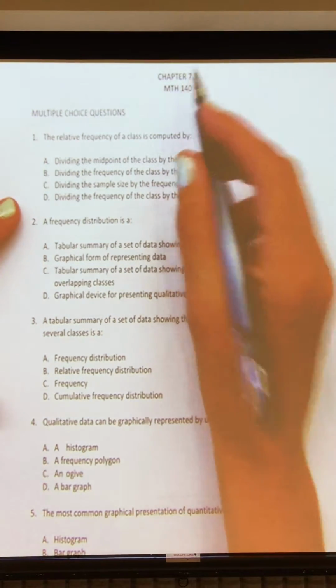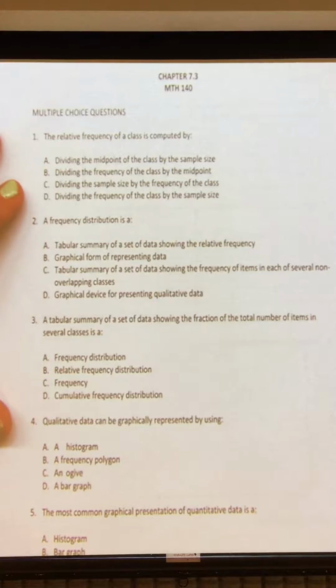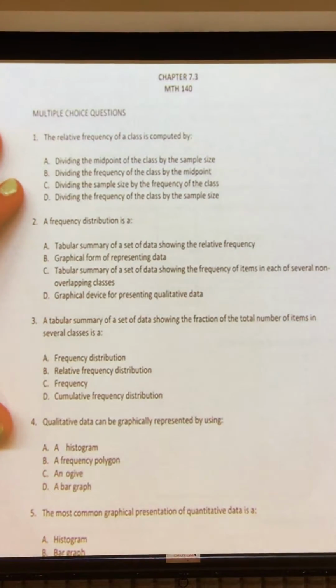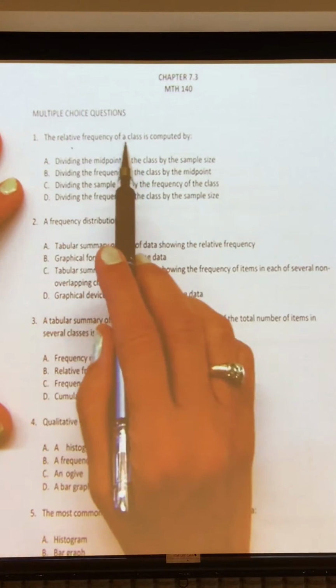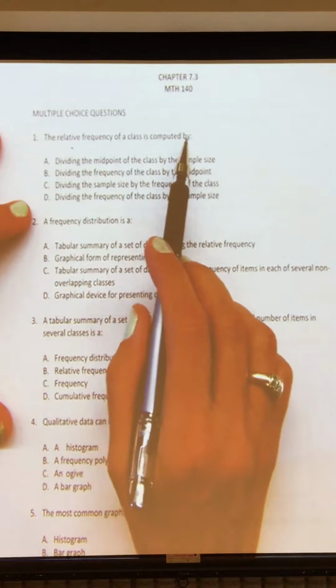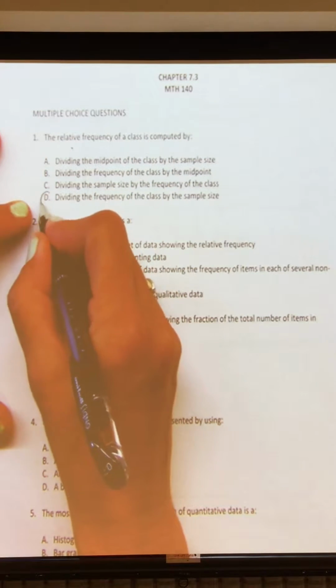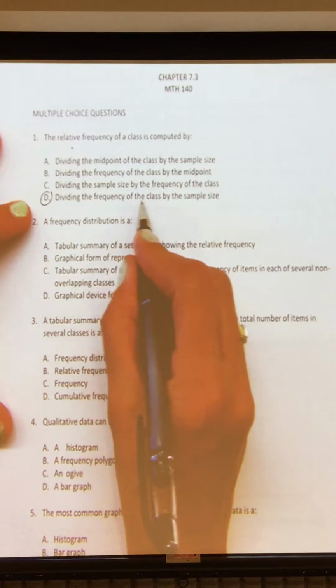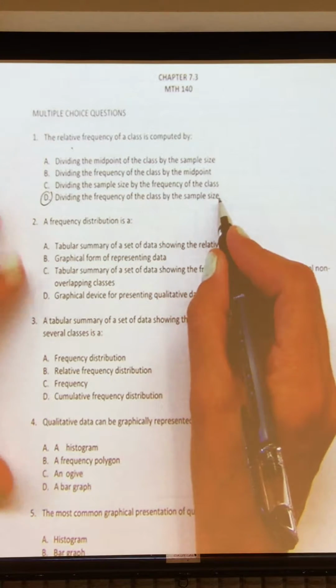Let us begin Chapter 7, Section 3. Multiple choice question number 1. The relative frequency of a class is computed by D, dividing the frequency of the class by the sample size.